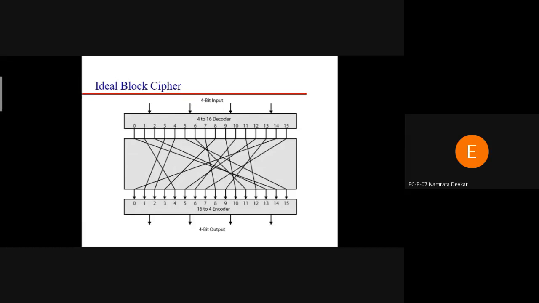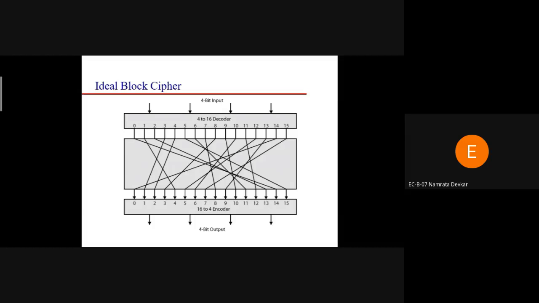There is a 16. So first we can convert our 4-bit information into 16 bits. For that we can use a 4 to 16 decoder. Here we can mention the numbers from 0 to 15, and after that we also get the information at the output side in the form of 4 bits. For that we have to use the 16 to 4 encoder.